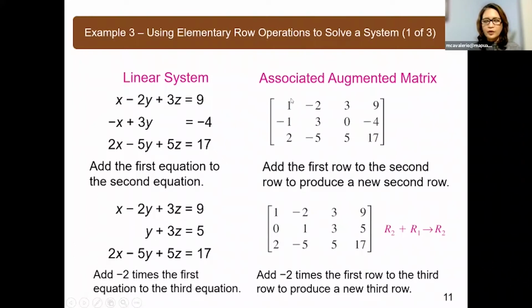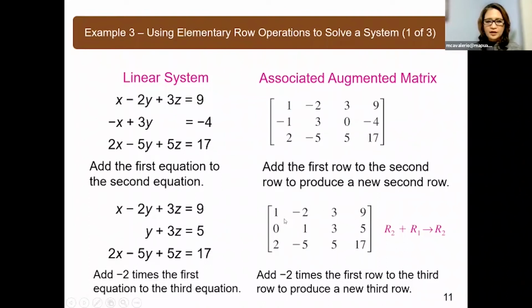So here, if you're going to add equation 1, or say this is row 1, this is row 2, and this is row 3, say adding row 1 with row 2 to produce a new second row, we will have 0. So you have 1 plus negative 1 is 0. We have negative 2 plus 3 is 1. You have 3 plus 0 is 3. And then you have 9 plus negative 4 being 5. And we simply copy the first row as well as the third row since we did not change them.